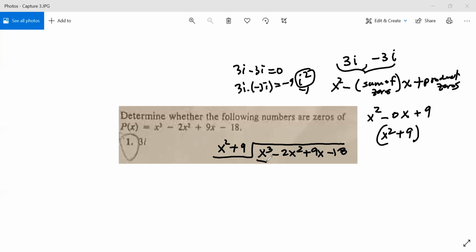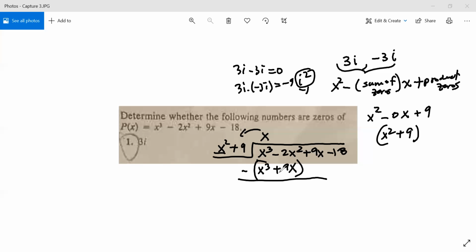So now I'm doing x cubed divided by x squared, which is x, and you multiply this. So that's x cubed plus 9x. Then you're going to subtract this. When you subtract it, you change the sign. So x cubed cancels. Now you have negative 2, negative 9. But I will have to combine, because there is a zero term here.